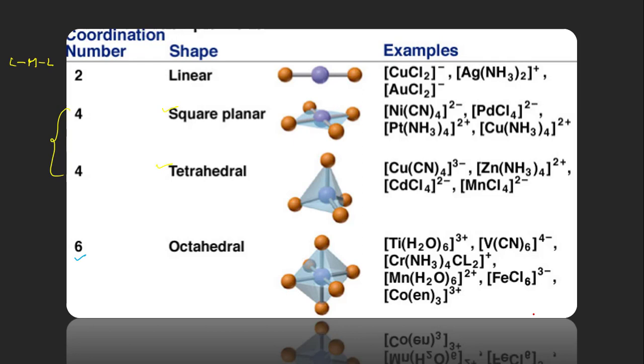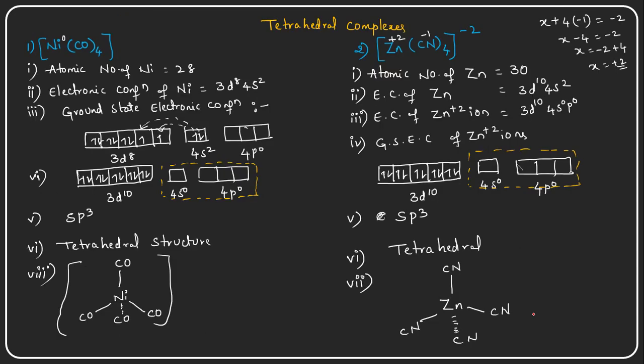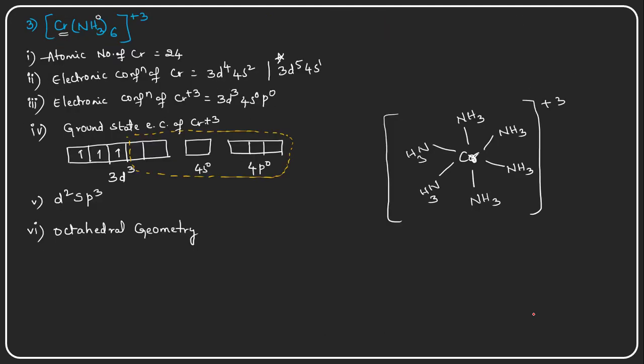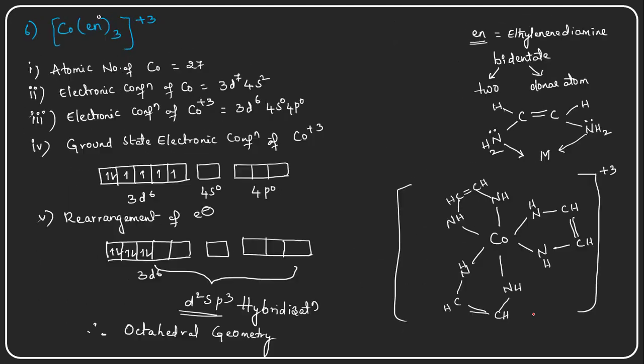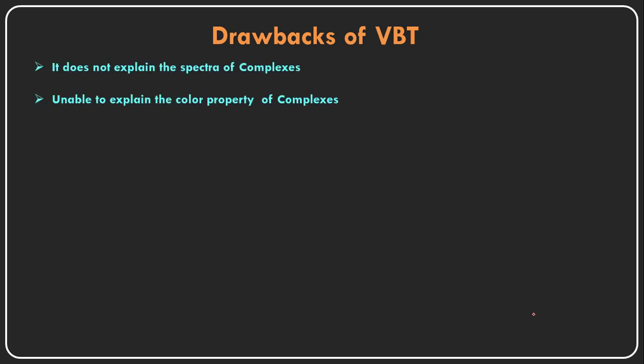We also discussed the relationship between the coordination number and the shape of the molecule. Shape means here the structure or geometry of the molecules according to the coordination number by the valence bond theory approach. Along with examples, we discussed square planar complexes, tetrahedral complexes, and coordination number 6 complexes, that is octahedral complexes, in detail with different types of examples. The drawbacks of valence bond theory were also discussed.